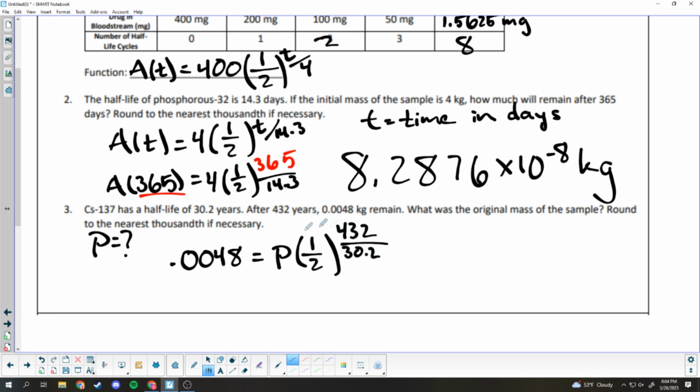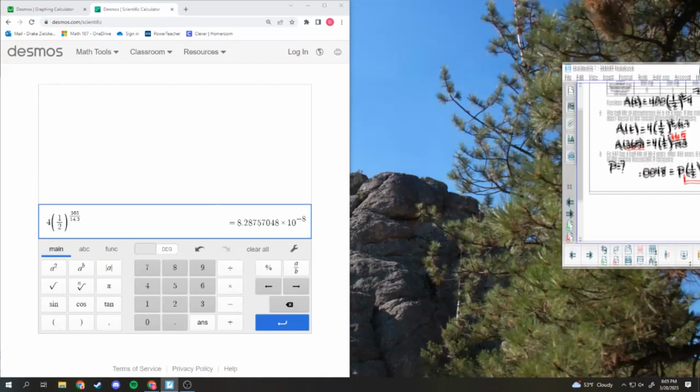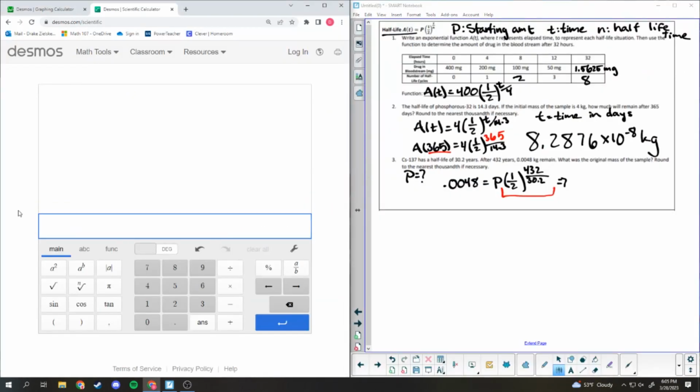Okay, so what I'm going to do is evaluate this whole thing, this 1/2 to the power of this. That is multiplying P. So if I want to get P by itself, I can just divide both sides by this number after I figure it out. So let's do that. So here's Desmos once again. Welcome back. We got 1/2 to the power of 432 divided by 30.2, which is this thing.